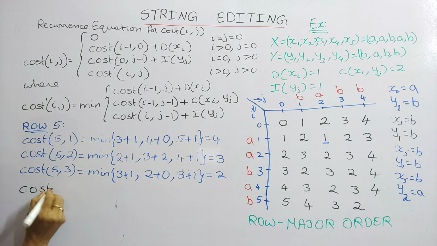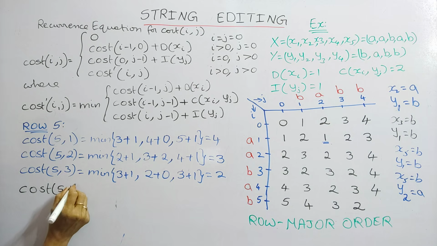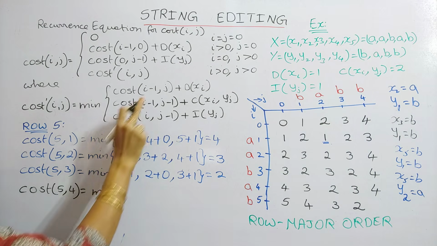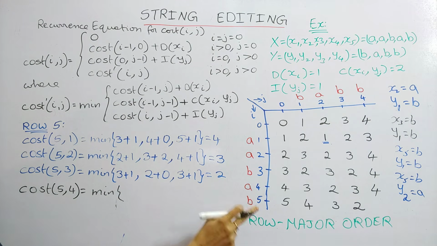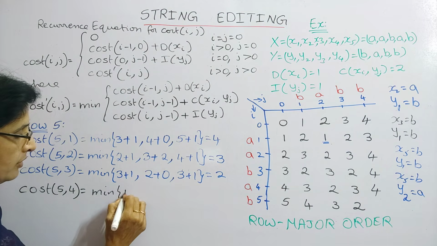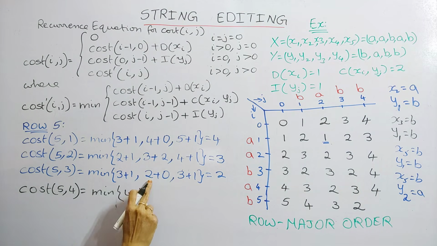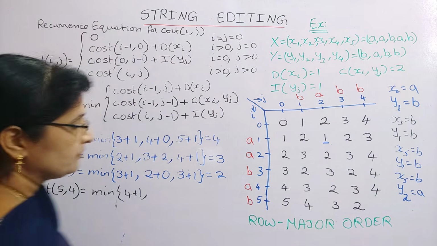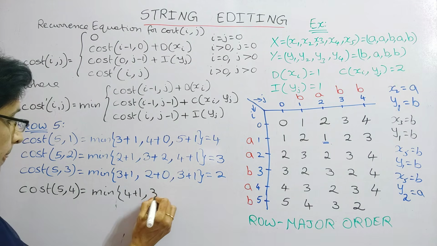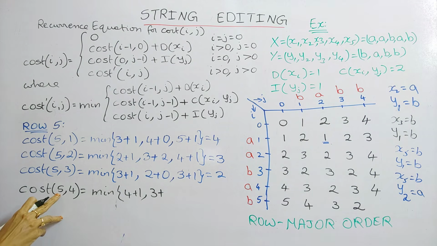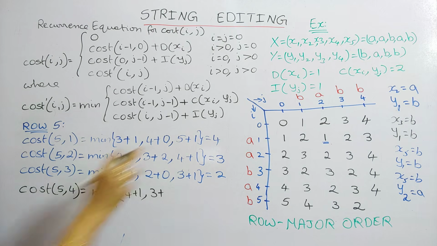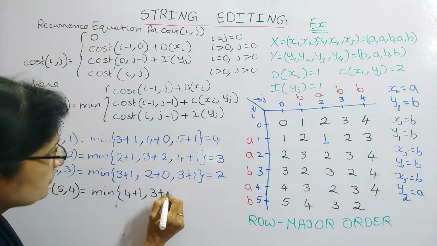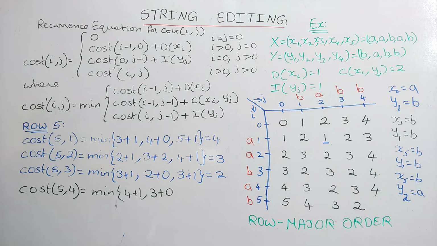Cost of 5 comma 4. So this is what? Minimum of the cost of I minus 1, that is 4 comma 4. 4 comma 4 is how much? It is 4 plus 1. Next, cost of 4 3. 4 and 3. It is 3 plus. So you need to change x5 to y4. Here what is x5? x5 is b and y4 is also b. So that's why no need to change the symbol because both the symbols are b.